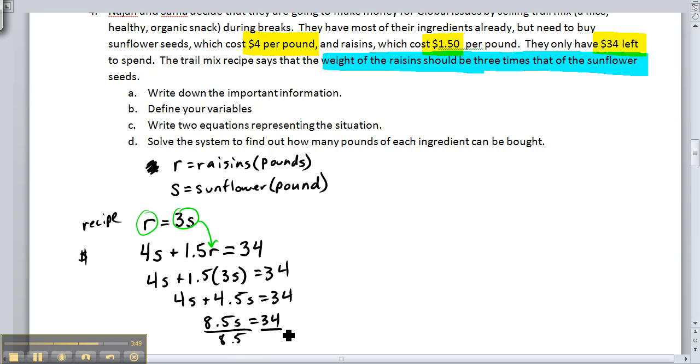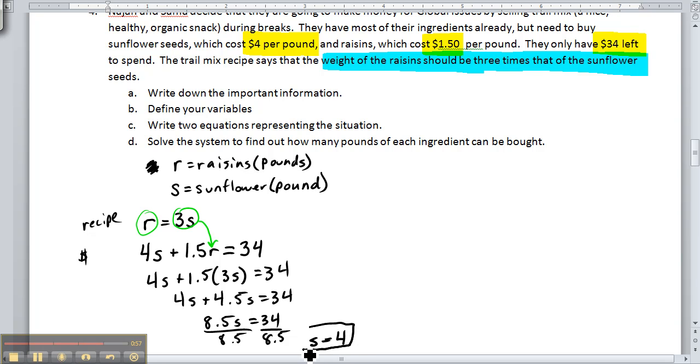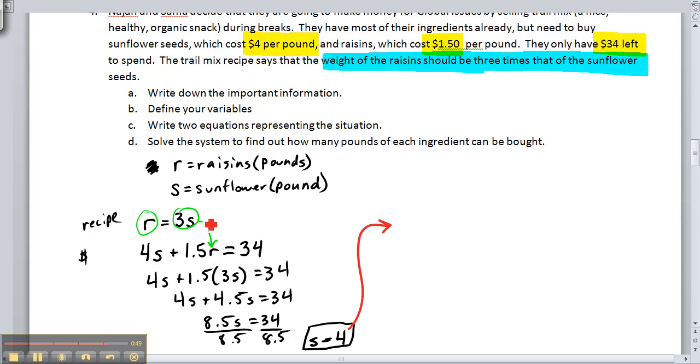Now if I divide both sides by 8.5, then I should get S, and S is going to be equal to 4. So S, that's the number of pounds of sunflower seeds. Now, of course, I'm not done. I need to figure out how much of the raisins I need. So I'm going to take this and put it into another equation. It doesn't matter which one, but I'm going to choose the easier one.